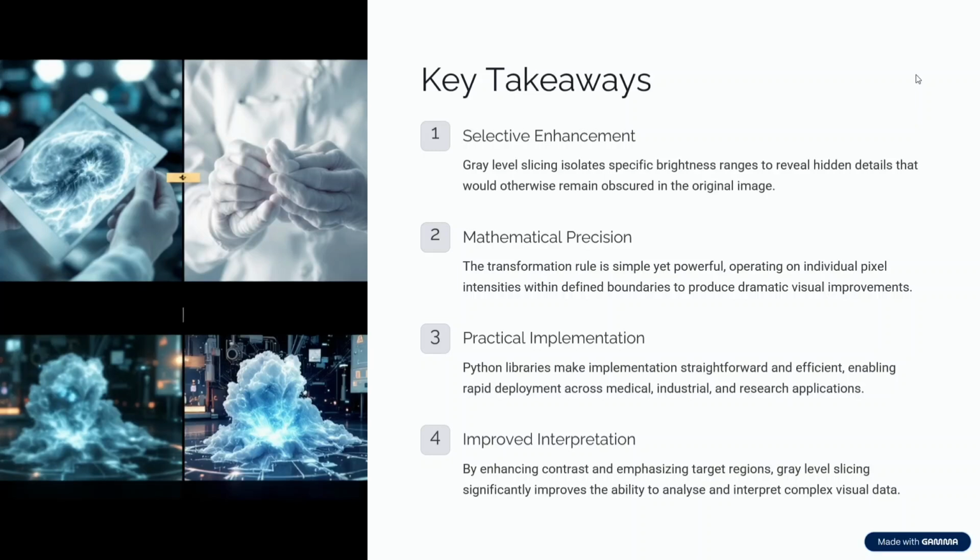Third, practical implementation. With Python and OpenCV, it's simple, efficient, and easy to apply in real world projects. And finally, improved interpretation. By enhancing contrast and highlighting target regions, it helps us understand and analyze images much more efficiently. That was all about gray level slicing in image processing, a small but powerful method to make hidden details visible by enhancing specific brightness levels.